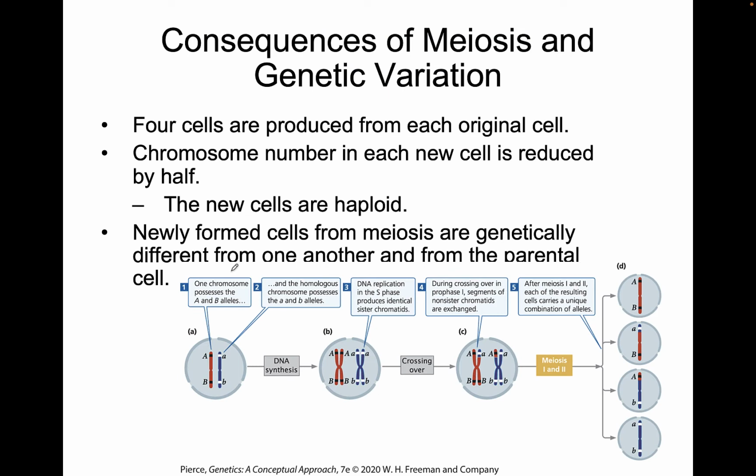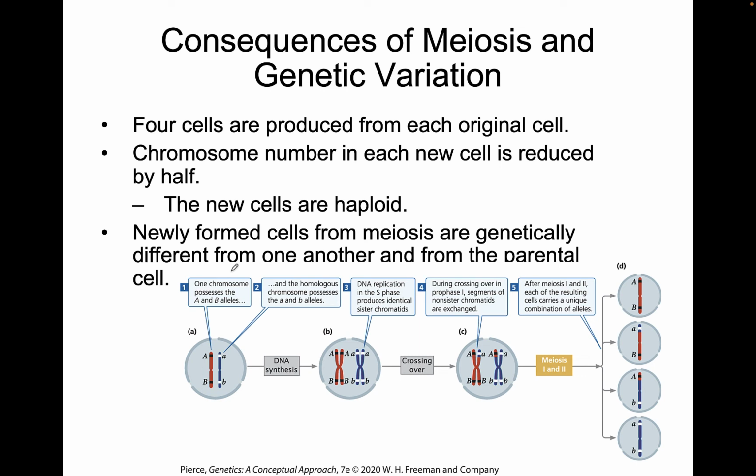So what are some consequences of meiosis and genetic variation? One, 4 cells are produced from each original cell. A difference between mitosis and meiosis: mitosis produces 2 genetically identical cells. Meiosis produces 4 cells that are each different. They're each unique. You also have the chromosome numbers in the cell reduced by half. So they're not diploid, they're haploid. Okay, these are, again, sex cells that we're talking about, gametes.